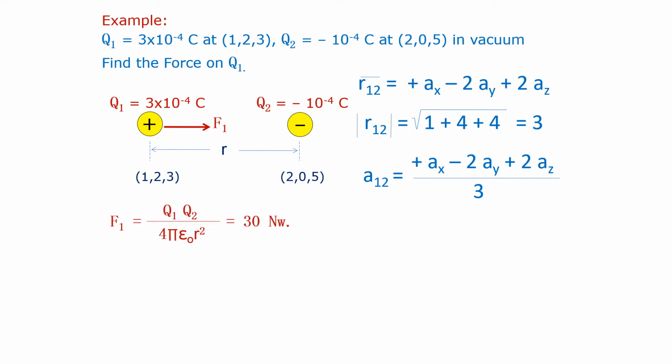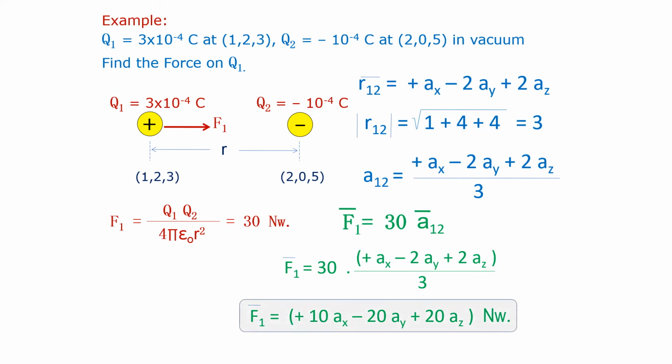By applying Coulomb's law, the magnitude of F1 will come as 30 newtons. The vector F1 is 30 A12 bar. If you substitute A12 bar and then further simplify it, you will get the answer for the F1 vector as 10 AX minus 20 AY plus 20 AZ newtons.